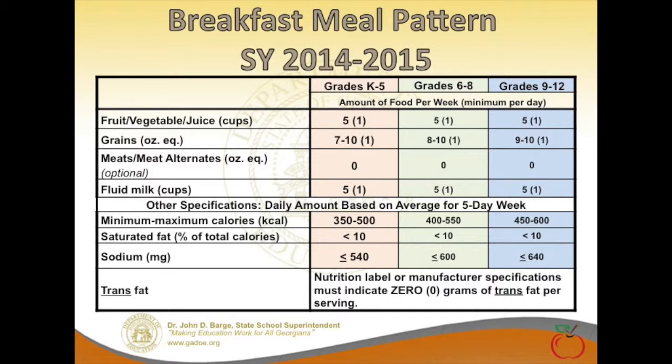Things that have changed are the fruit juice veggie component, which has increased to offer 1 cup daily and 5 cups weekly for all grades. Please be reminded that grains daily and weekly minimums must be met. If you were to offer only the daily minimum of 1 ounce of grains, you would not meet the weekly minimum requirements of 7 ounces minimum for K through 5, 8 ounce minimum for 6 through 8, or 9 ounce minimum for 9 through 12.